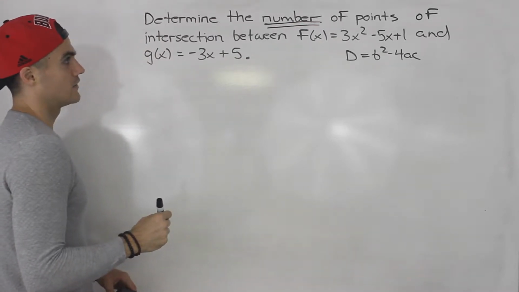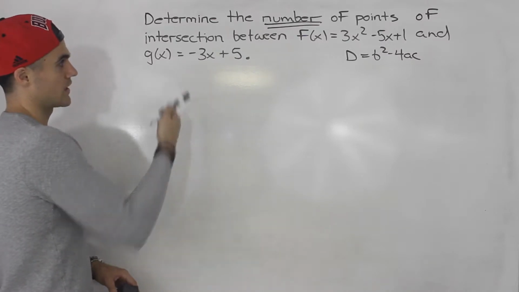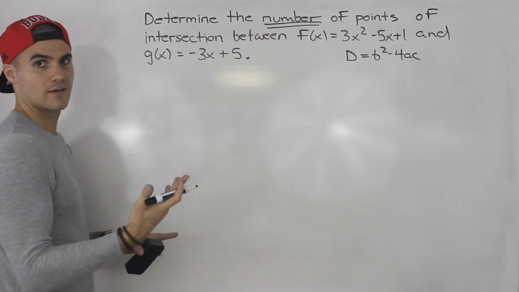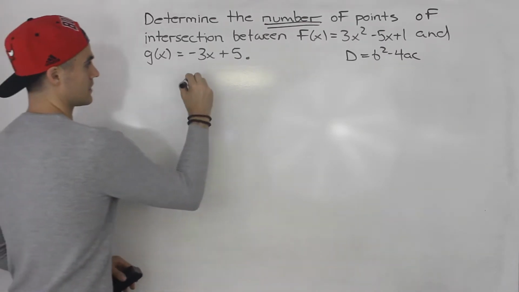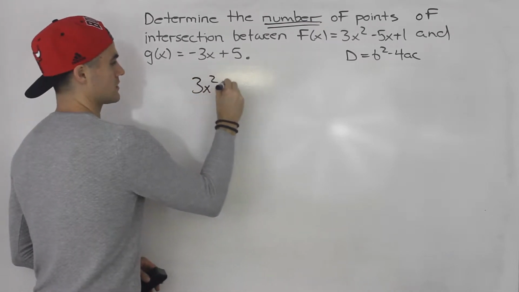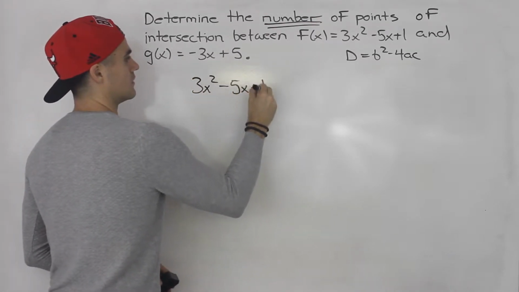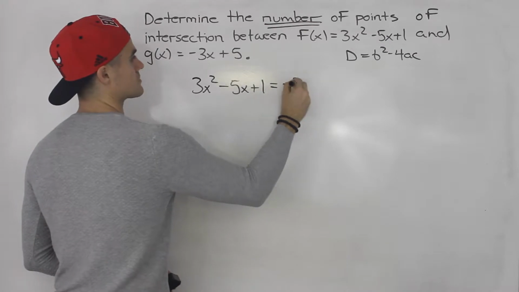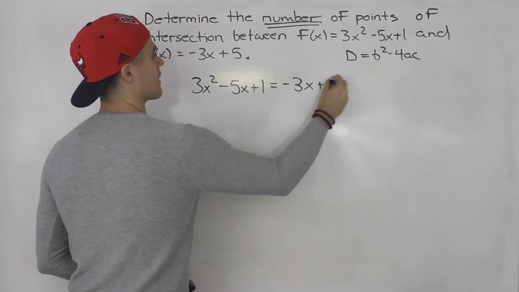So how do we find the number of points of intersection between a quadratic and a line? Well, we make the y values equal. So basically we would take the quadratic and find out when it equals this line here, negative 3x plus 5.